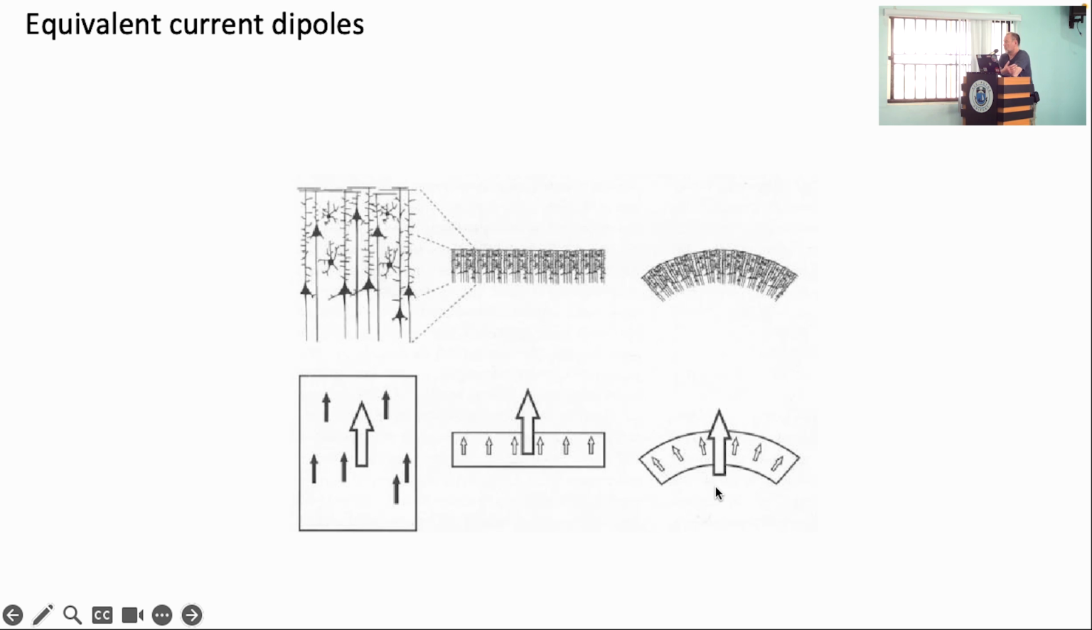So if you do source modeling using equivalent current dipoles, you should not be surprised that these equivalent current dipoles are not going to end up exactly in the cortex, because they're just an approximation of the activity in the cortex. They're not really modeling the cortex itself.